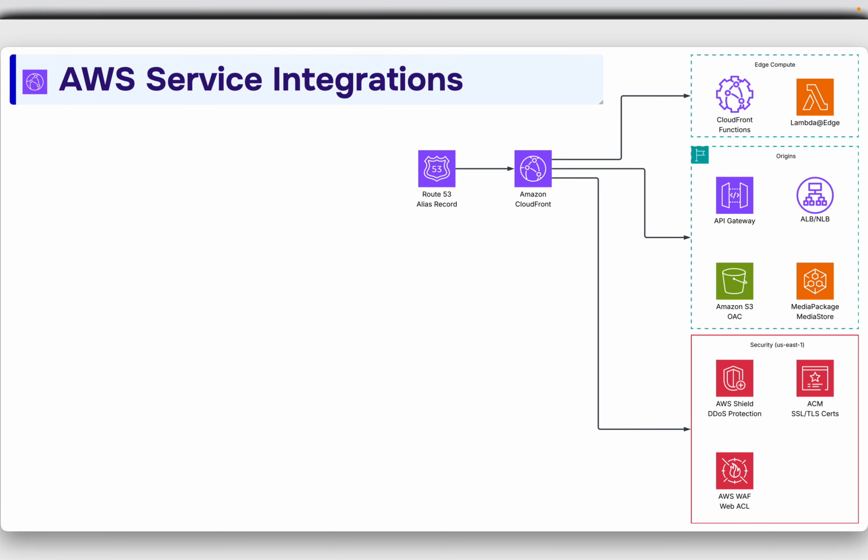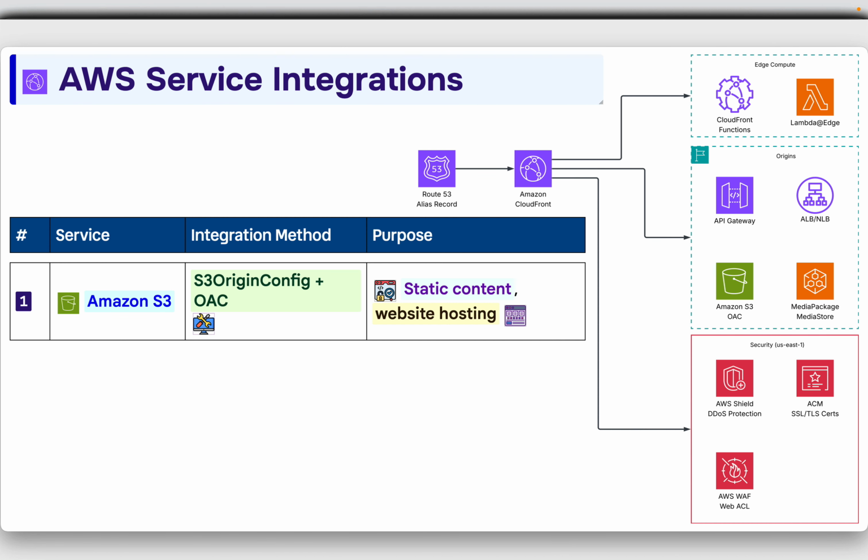This slide shows the AWS service integrations with CloudFront. The diagram shows how Route 53 connects to CloudFront, which then integrates with various origins, edge compute services, and security services. So first we have Amazon S3. This service uses S3 origin config with origin access control as the integration method. The purpose is for static content and website hosting.